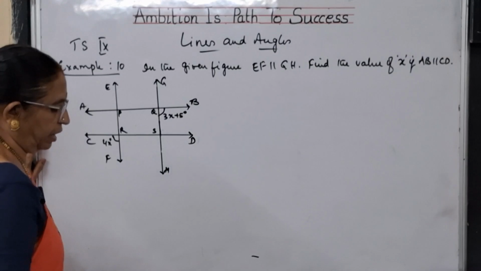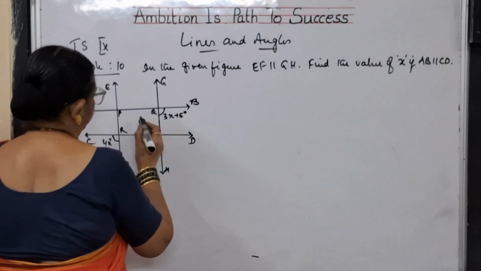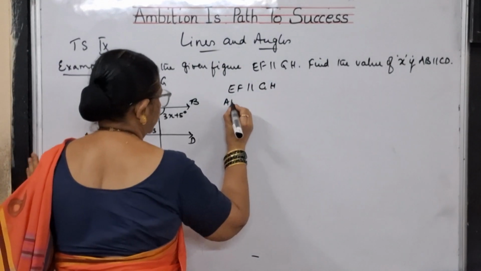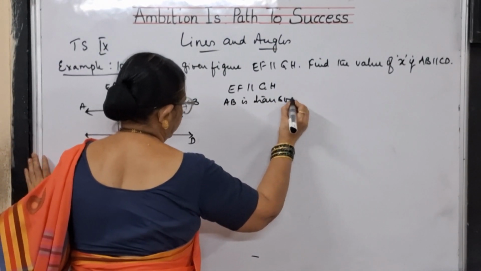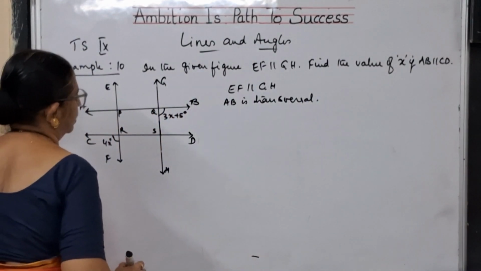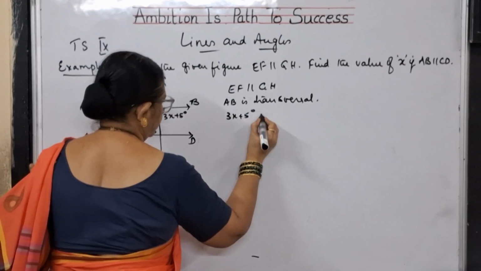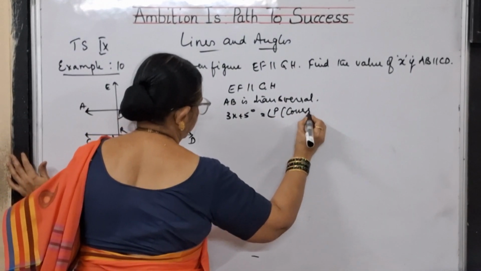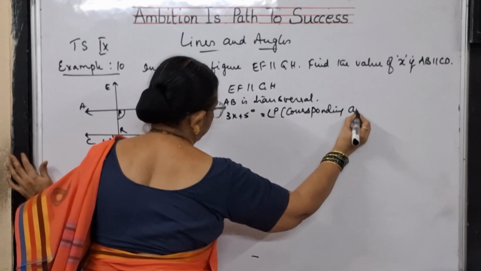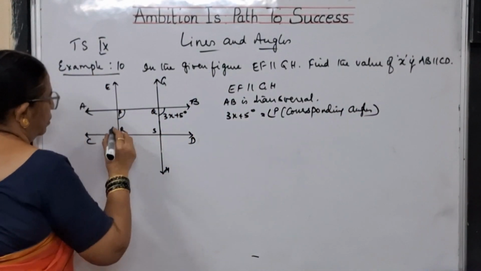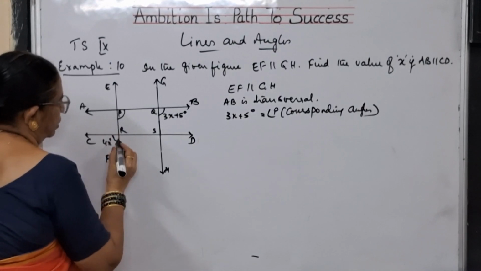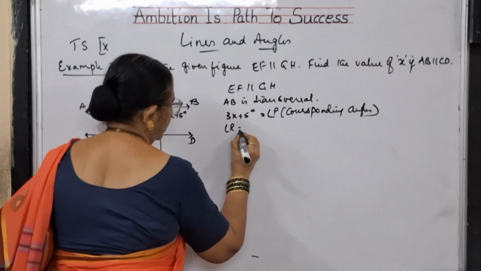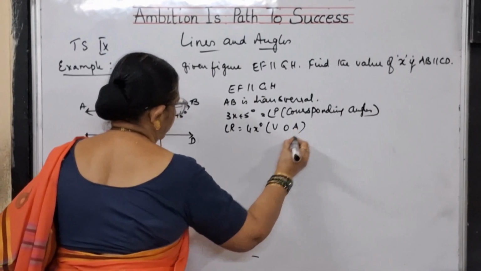Now when you say this, 3x plus 5 is equal to, let us take these two. EF is parallel to GH and AB is transversal. If you take AB is a transversal, then 3x plus 5 degrees is equal to angle P. They are corresponding angles. Now, angle R is equal to 4x degrees, vertically opposite angles. Angle R is equal to 4x degrees, they are vertically opposite angles.